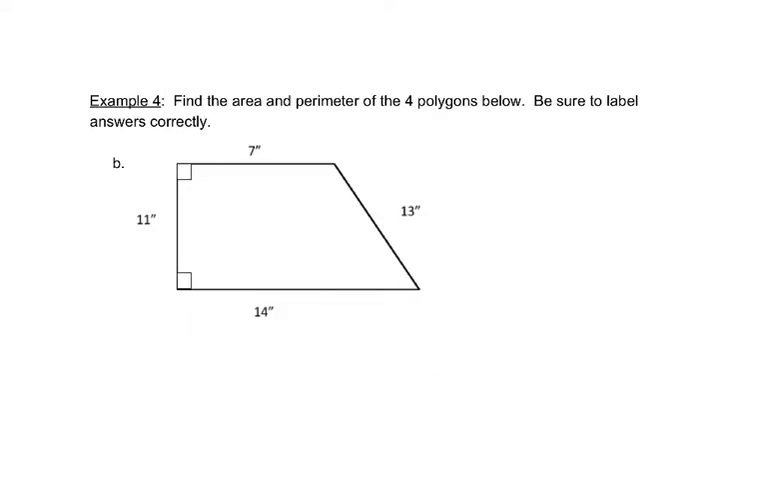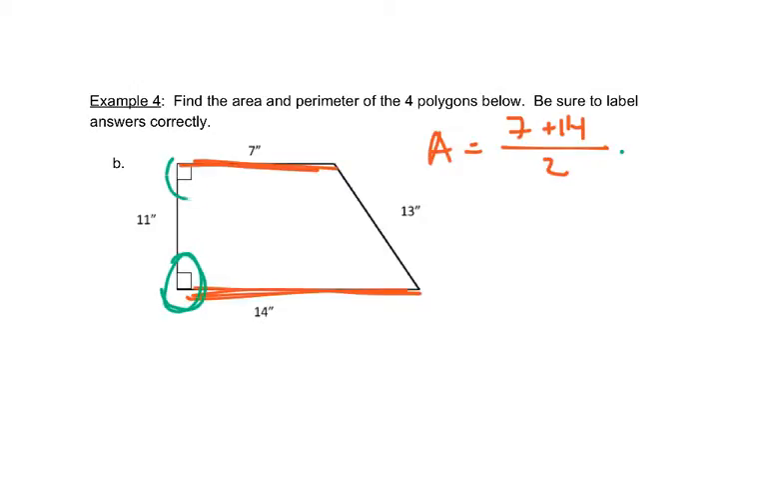So here's another example. Again, we need to start by finding the two sides that are parallel. So that's 7 and 14. So we'd start by adding those two and dividing by 2. And then the height is the distance between them, and we can see that by the right angles here. So the distance between those two is 11.